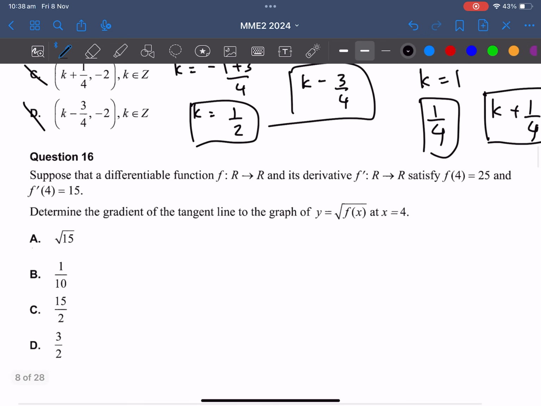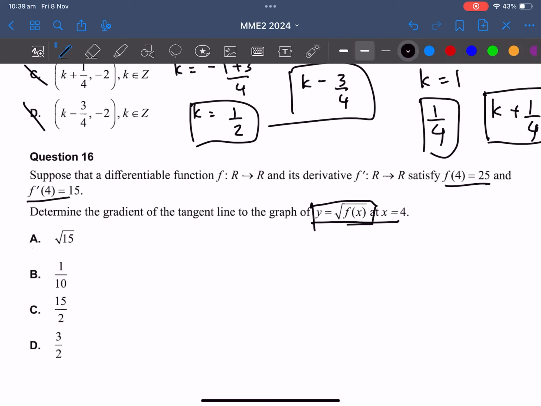Suppose that a differentiable function f and its derivative satisfy f(4) is 25, f dash of 4 is 15. Determine the gradient to the graph of this y at x equals 4. Okay, determine the gradient. So we have to find dy dx first, then find the gradient. So we have to first differentiate this over here. So we have to find dy dx.